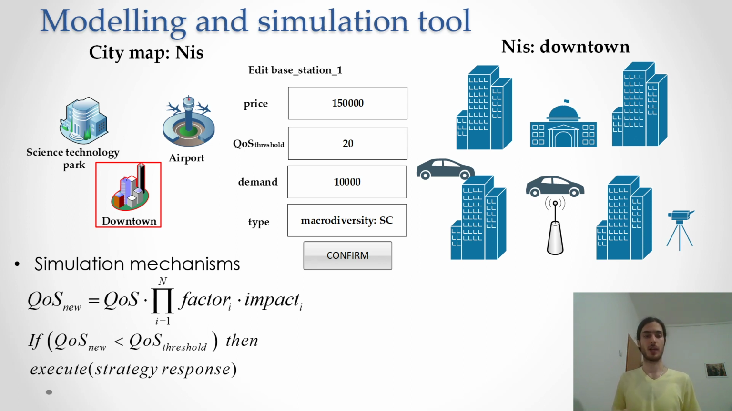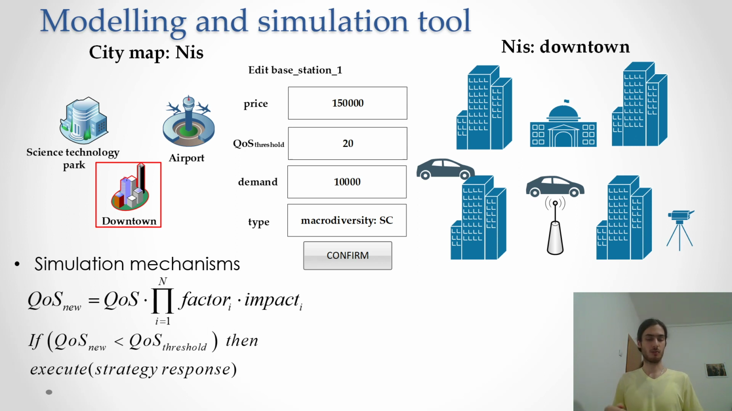As you can see, I enlarged the downtown after double-clicking on the icon for downtown, and you can see the consumers, like two cars and a surveillance camera, the buildings that are obstacles, and a base station that is a selection combining base station of macro diversity type. And here is the demand in number of users, and the quality of service threshold and price for this base station, for example. Also, other parameters can be valorized, like energy consumption and so on.